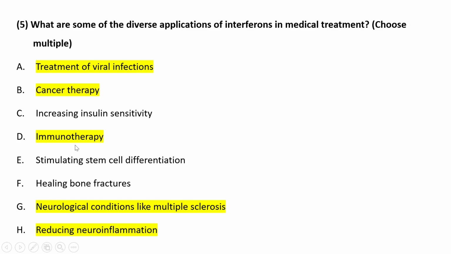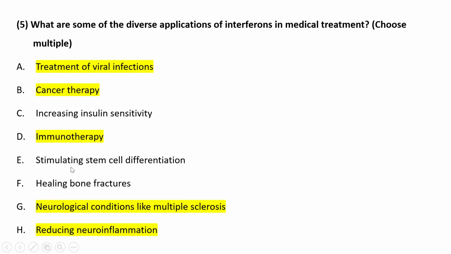And in the case of immunotherapy, yes, we have been studying for a long time that interferons have a major role in immunotherapy, which can increase the immune response to fight against the disease or the infection.